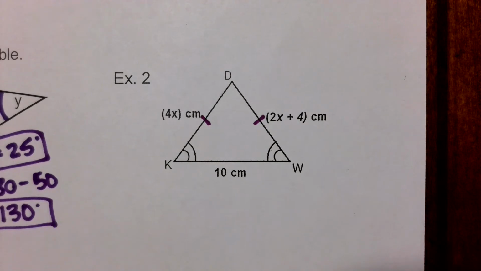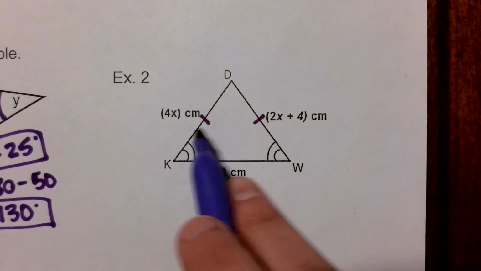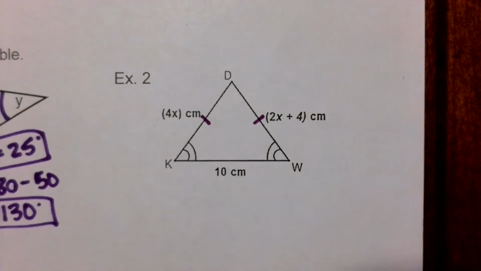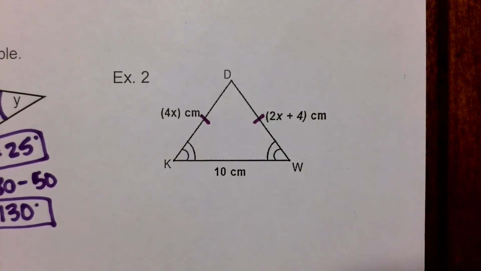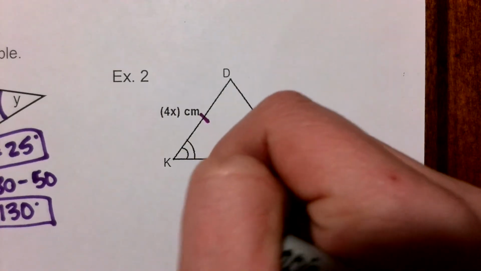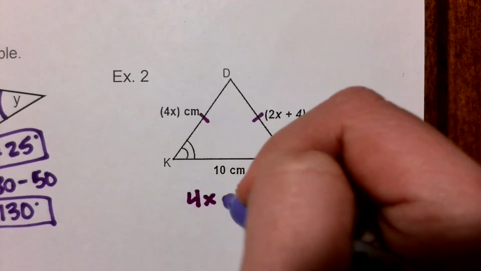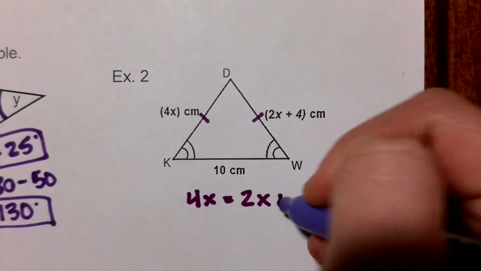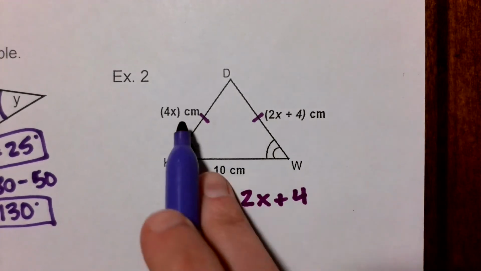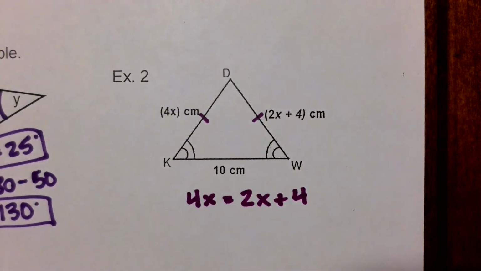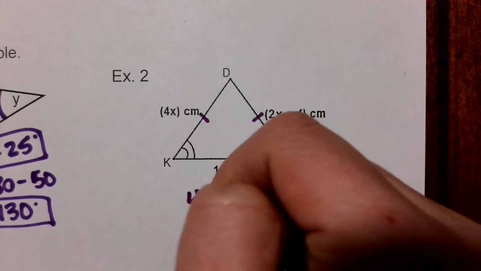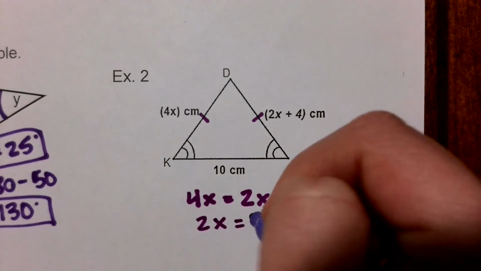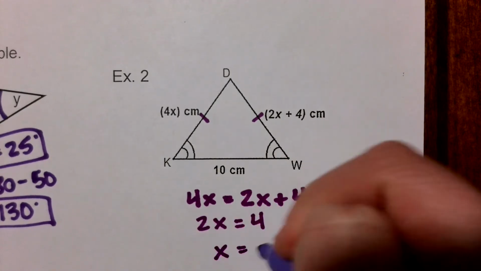Don't overthink it. If you ever write that we have two things that are congruent and we're looking for x and we have that expression here, go ahead and set up an equation using that. I know that 4x has to equal 2x plus 4. And these sides have to be congruent to each other. We did not end up using the 10, and that's okay. It's not related to those sides because it does not have to be congruent to them. So then we get 2x equals 4 and x equals 2.